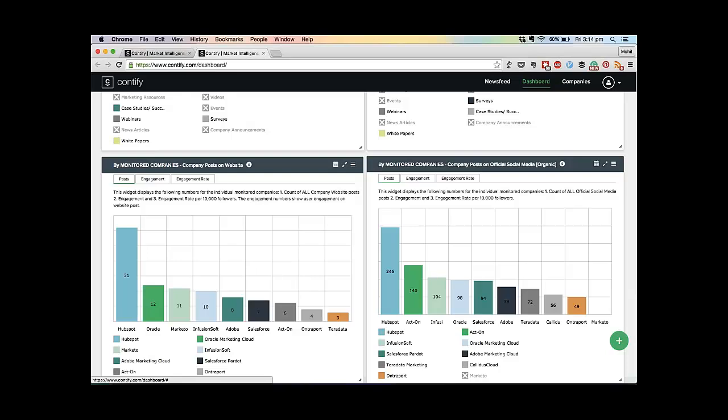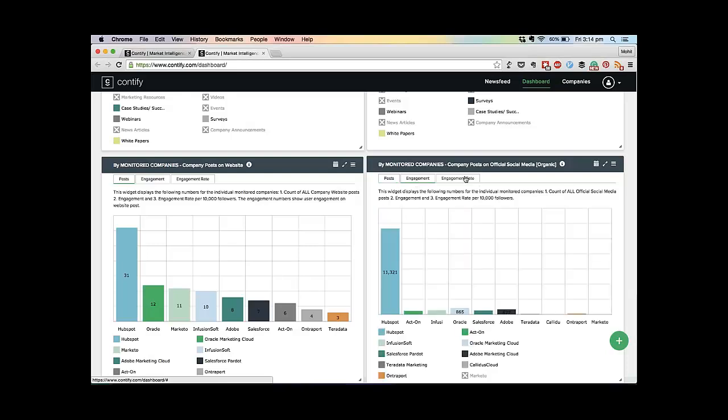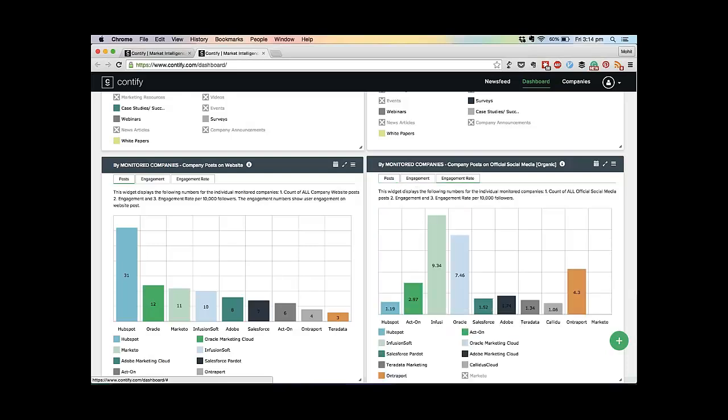We can also see that if 31 content pieces were produced and distributed, they were retweeted and reshared overall 246 times for HubSpot's content. 31 pieces were shared and retweeted 246 times compared to other competitors. And we can do the same analysis. What is the engagement rate?